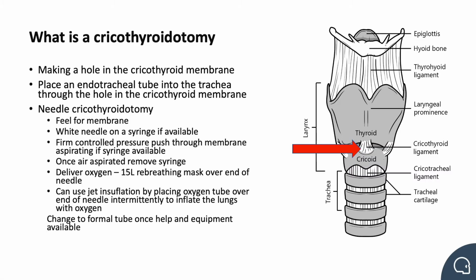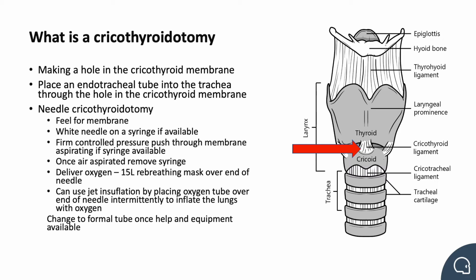So, a cricothyroidotomy is essentially making a hole in the cricothyroid membrane, so you can gain access to the airway and the patient can breathe through it. You can place an endotracheal tube into the trachea through that hole, or any form of tubing. This is your classic Bic biro or penknife procedure done on an aeroplane.